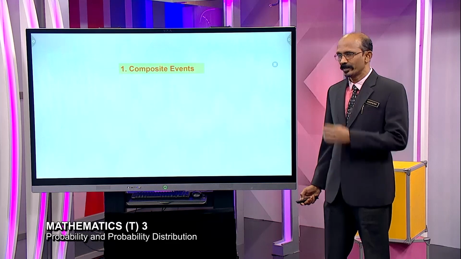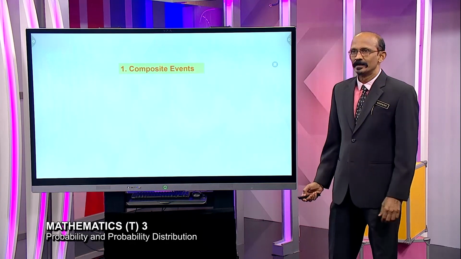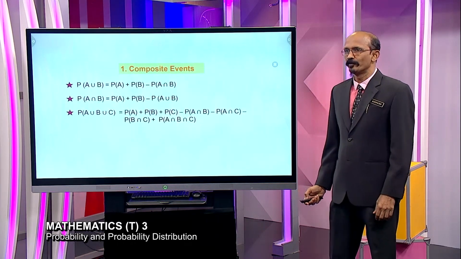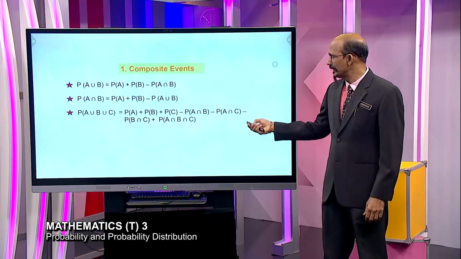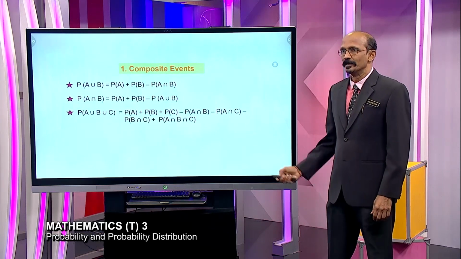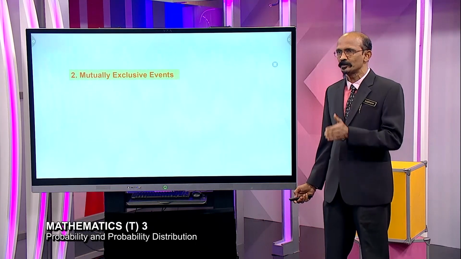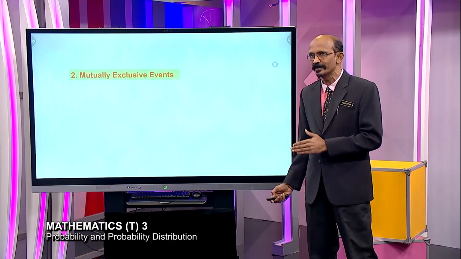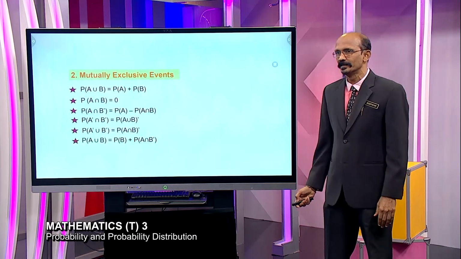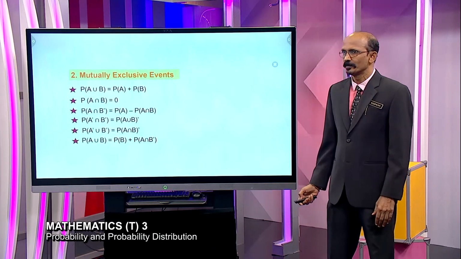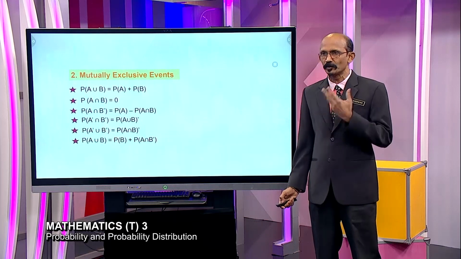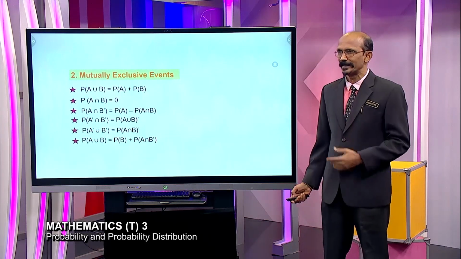First one is composite events. Here we have three main formulas, as you can see, Sean, very clearly written there. Next one is mutually exclusive events. Students should be able to explain what mutually exclusive events are. Here we have altogether 6 different formulas, which you should be able to use in the context of the question. Later we will see in an example.